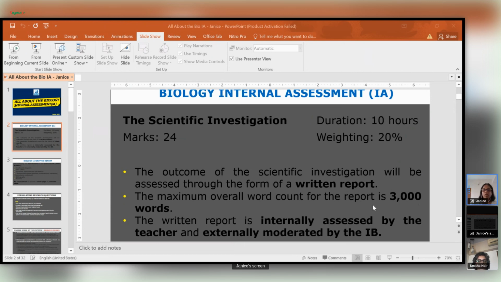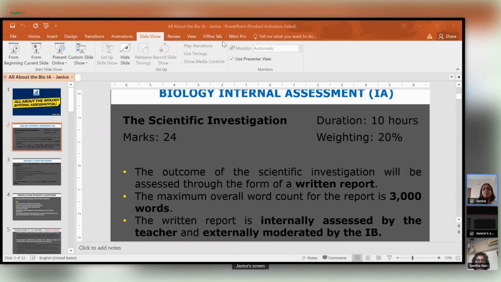Now, whatever report you send will first be internally assessed by the teachers, and it is externally moderated by the IB. That means the teachers will mark you in the school according to the criteria, and then it will be sent for moderation to see whether the marking has been done correctly or not.